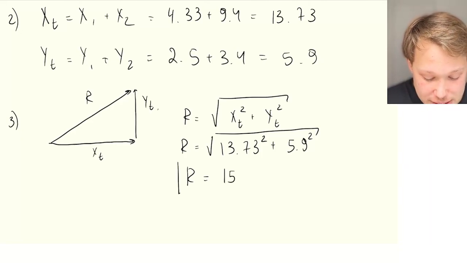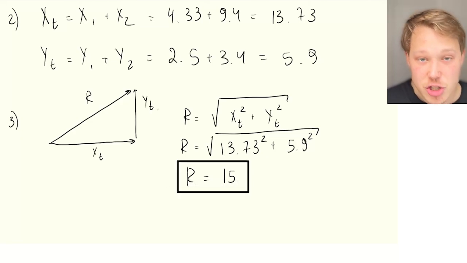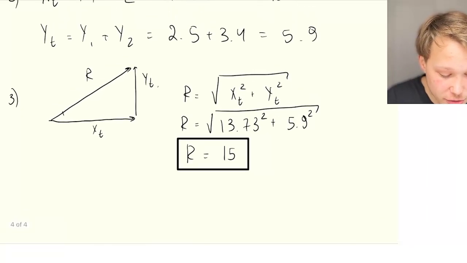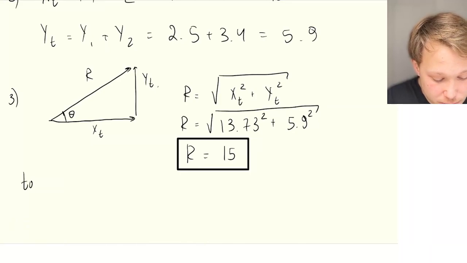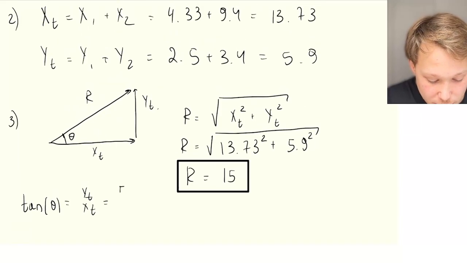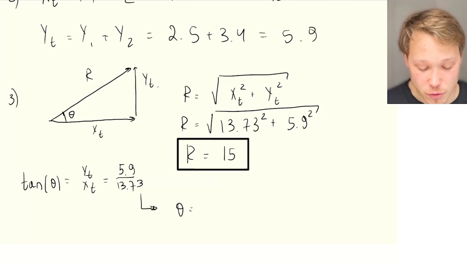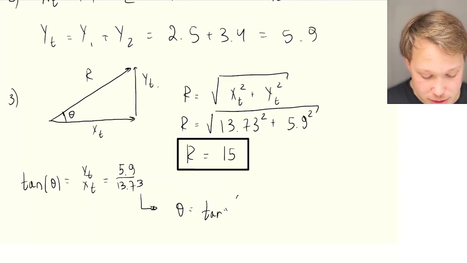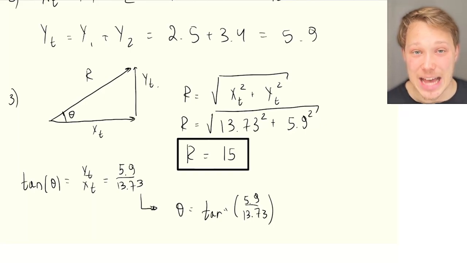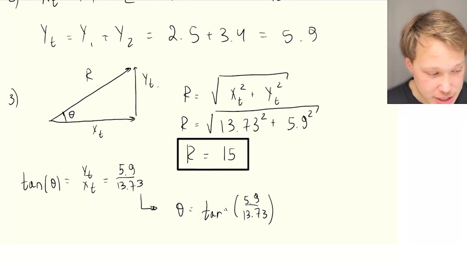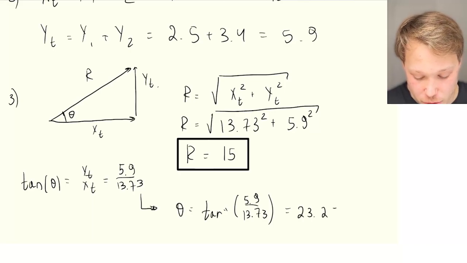Great. So this is the length of the final vector, and let's also find the direction. The direction here, theta, we can find using tangent as y total over x total. Y was 5.9 and x was 13.73. So from here, theta, if I take inverse tan of both sides, is going to be inverse tan of 5.9 over 13.73. If you're wondering how to calculate this on your calculator, you have to hit second and then tangent to have inverse tangent, and you should get 23.25 degrees.